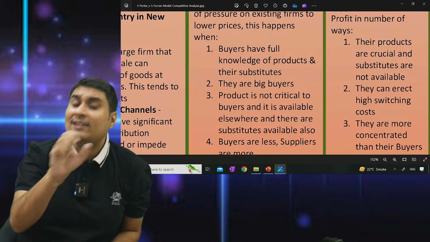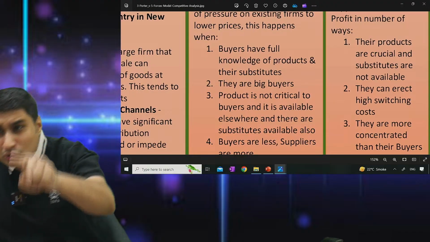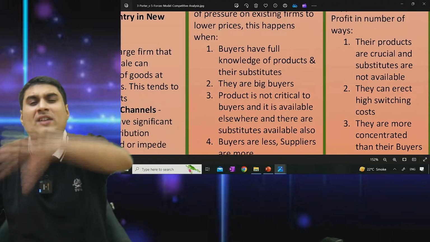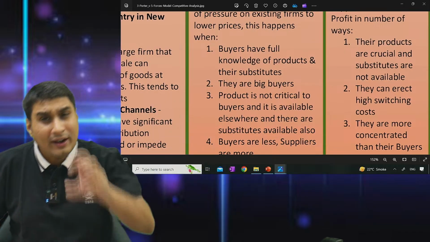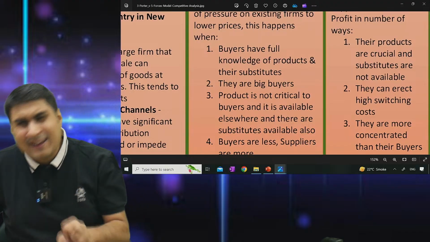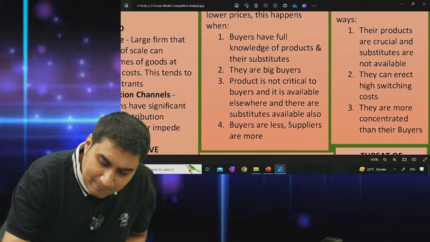When suppliers are less, there are switching costs. Like bank, I told, if you want to switch from one bank to another, you have to pay processing charge, mortgage fee, registration fee. So at that time, they will have a lot of power because we will not switch. Suppliers are less. There are no substitutes available. Product is crucial.